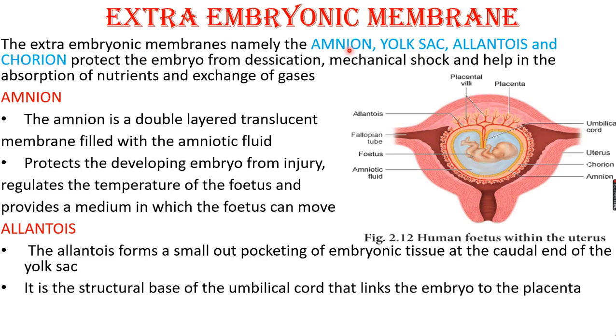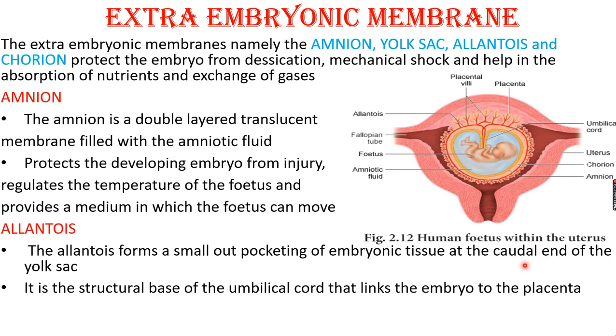The extra-embryonic membranes are the amnion, yolk sac, allantois, and chorion. These protective membranes protect the embryo from desiccation and mechanical shock, and help in the absorption of nutrients and the exchange of oxygen and carbon dioxide gases. The amnion is a double-layered translucent membrane that immediately surrounds the baby. It protects the developing embryo from injury. The allantois is a small outpocketing of embryonic tissue at the caudal end of the yolk sac.